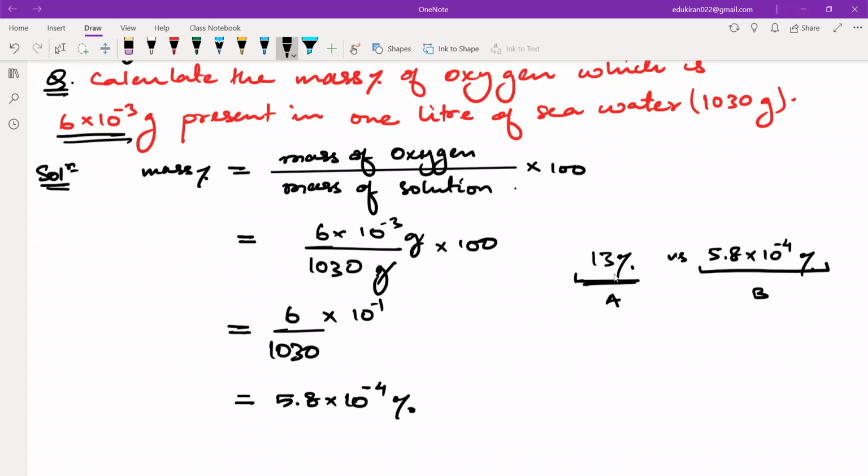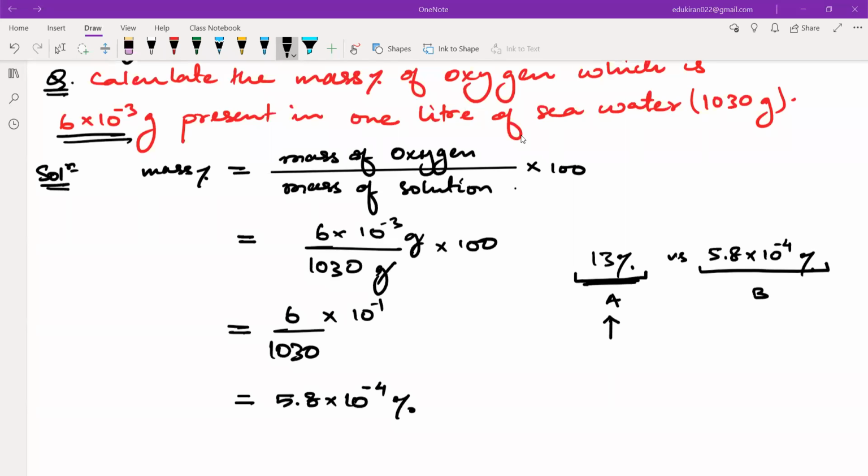Okay, so now compare these two values, 13% versus 5.8 into 10 to the power minus 4%. Now tell me, which is more comfortable and more easy to comprehend, A or B? Which is more easy to comprehend, where on reading it you immediately know how much is the amount present in our solution? Those who feel comfortable with A, please raise your hand.